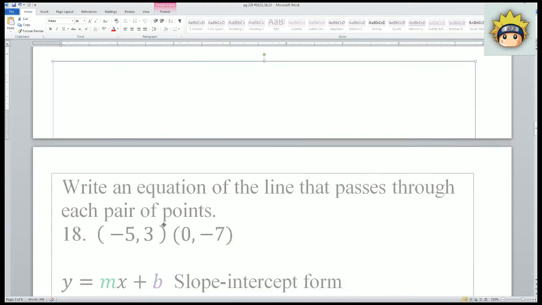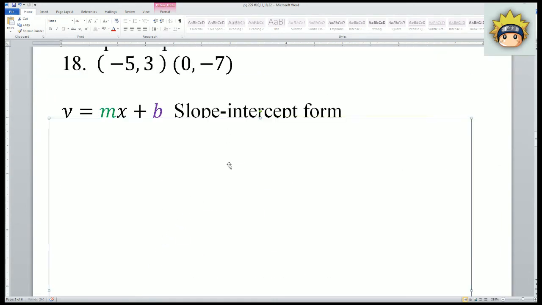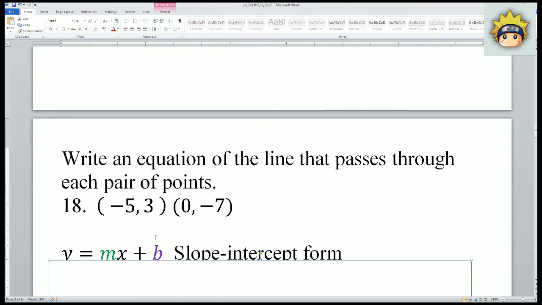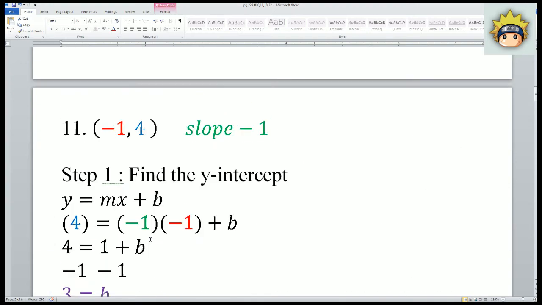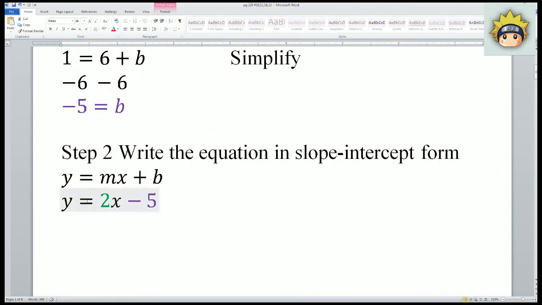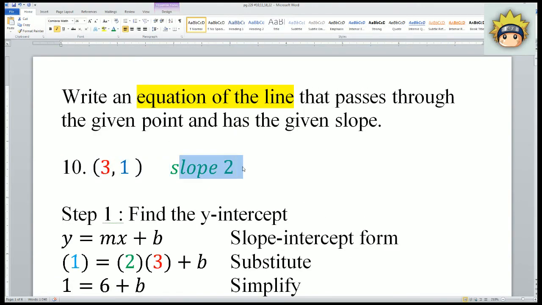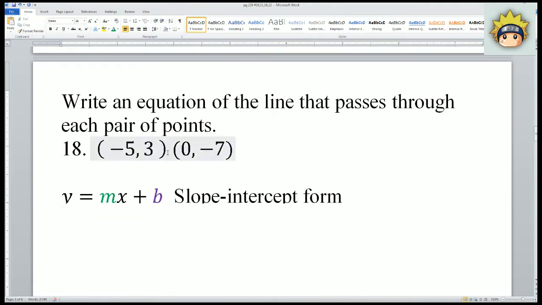Next, I have number 18. Number 18 asks us to write an equation of the line that passes through each pair of points. The difference between 18 and 11 and 10 is that here I was given a point and a slope. Here I am given a pair of points. So I have one point and another point. To do that, I need a slope and a y-intercept. So that's what I'm going to figure out first.